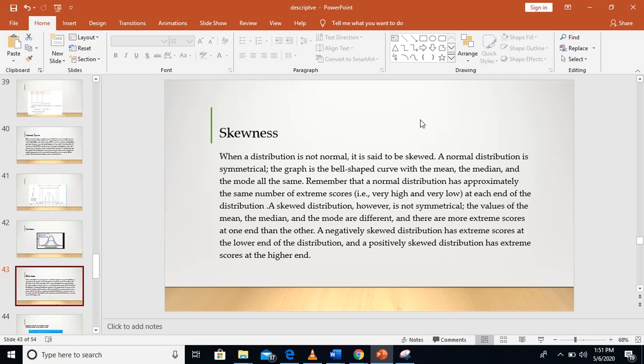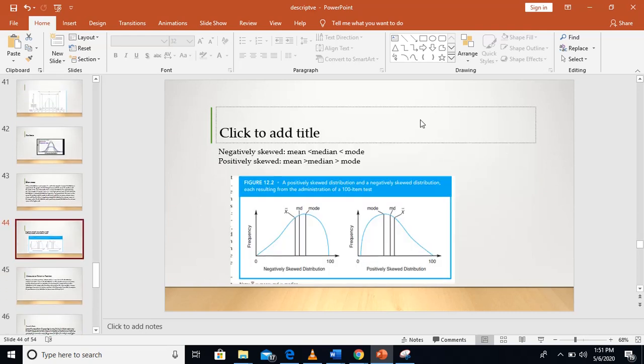There are more extreme scores at one end than the other. A negatively skewed distribution has extreme scores at the lower end of the distribution, and a positively skewed distribution has extreme scores at the higher end. Negatively skewed: mean is less than median, which is less than mode. In a positively skewed distribution, mean is greater than median and median is greater than mode.